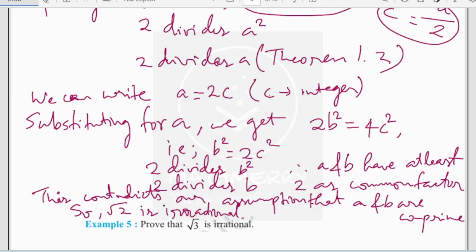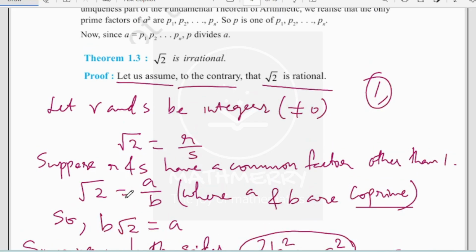Okay, I will guide you through the steps once more. So what we did is we first assumed R and S. First we are assuming the contrary, that is, root 2 is a rational number. If it is a rational number, we can represent root 2 in the form of P by Q, where P and Q are integers and Q is not equal to 0. Like that, we are choosing R and S, where R and S are integers and S is not equal to 0. So we wrote root 2 as R by S. Now, R and S may have a common factor other than 1, so we cannot say they are coprime.